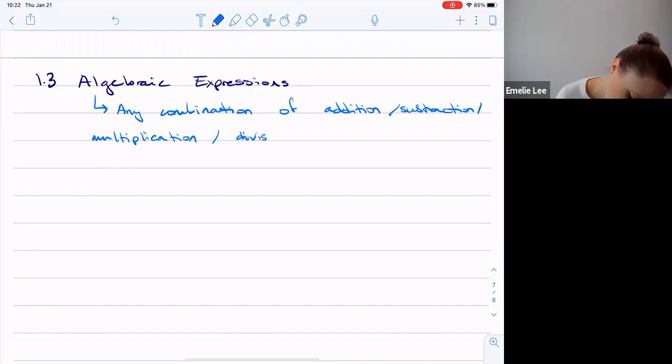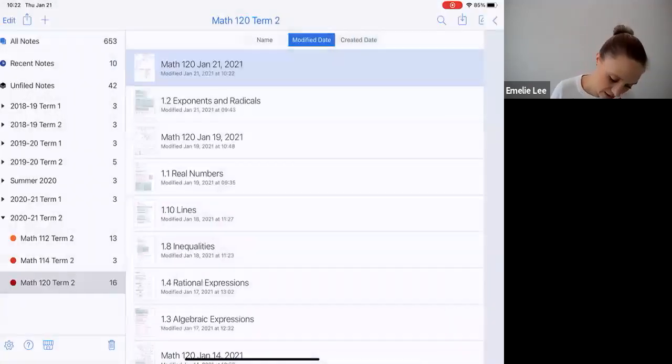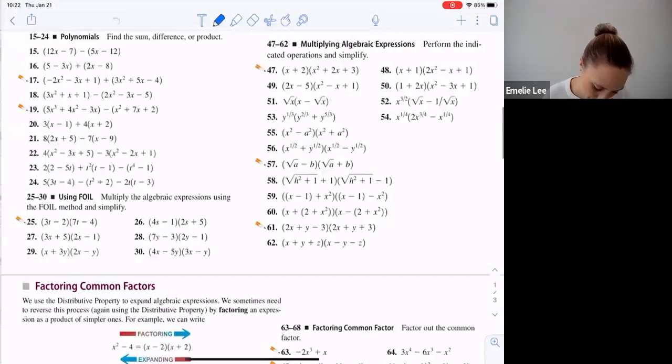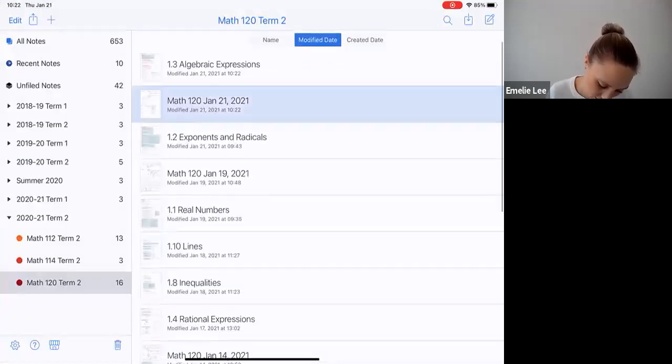That's not important to know, but it's kind of fun to know. So algebraic is just referring to any combination of addition, subtraction, multiplication, or division. So kind of the most basic algebraic expression that we can talk about is a polynomial. So let's bring in our little blurb on polynomials here. And so a polynomial looks like this, and I'll bring in this whole kit and caboodle here.